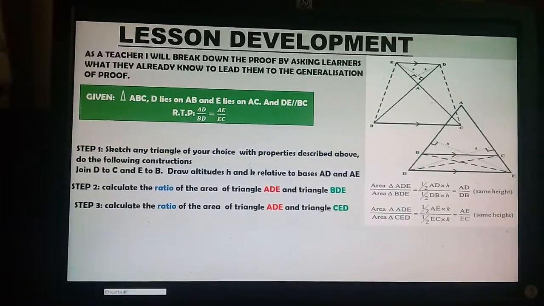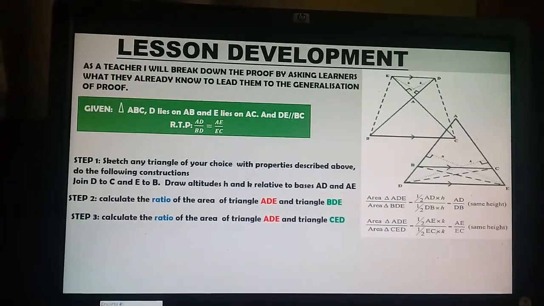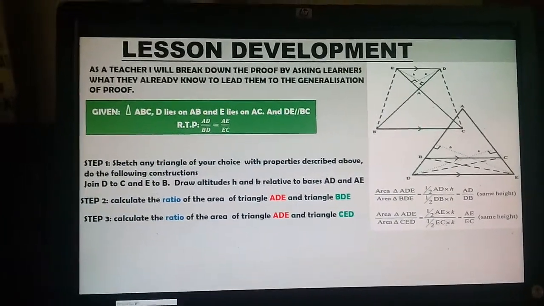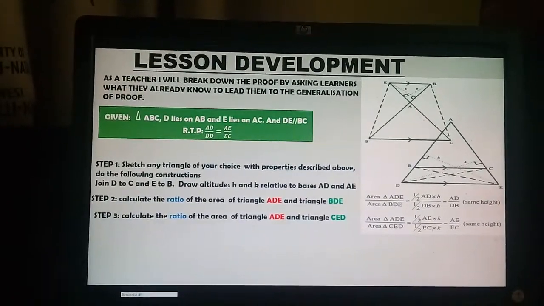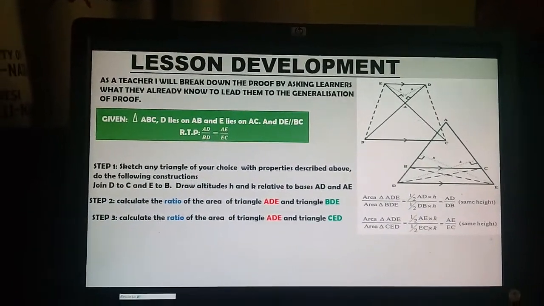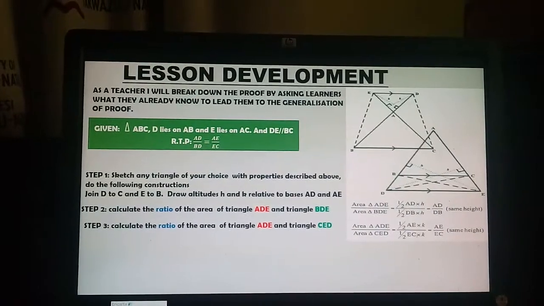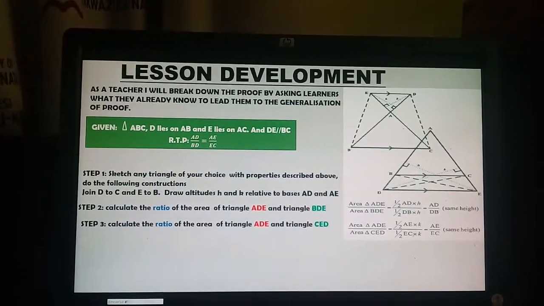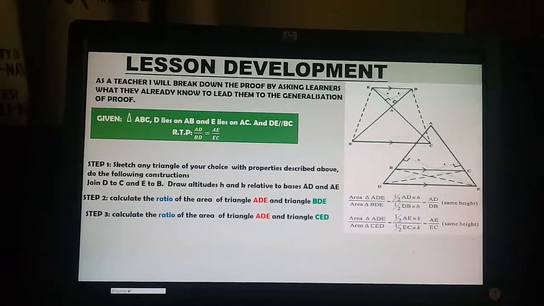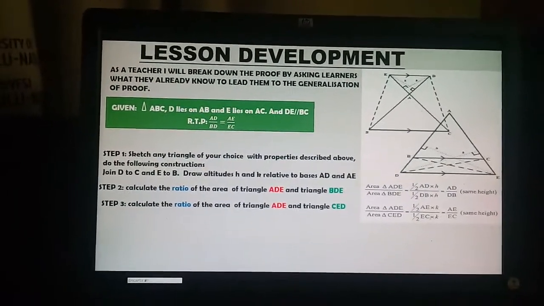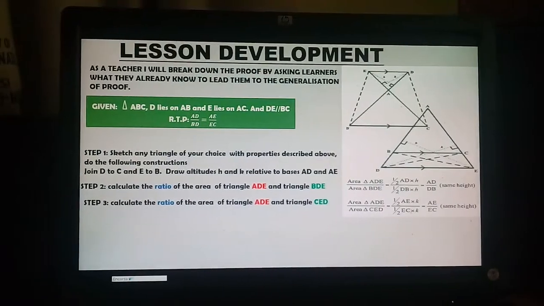And now the area of triangle CED equals half base, the base there, EC, multiplied by our height. What is the height? Then because they have the same height, we end up with AE divided by EC for that step 3.